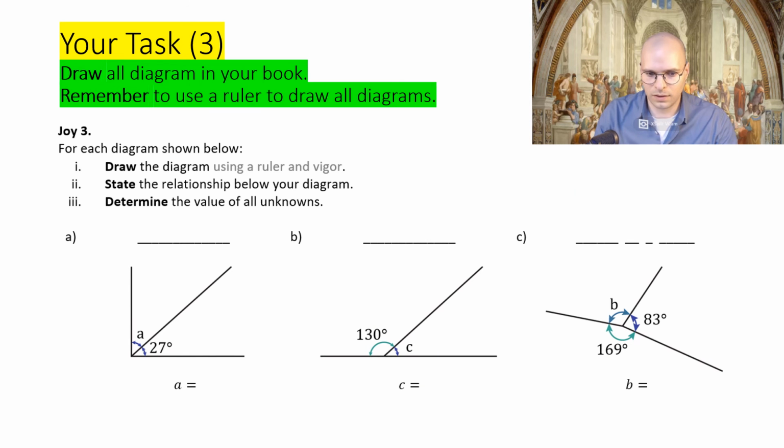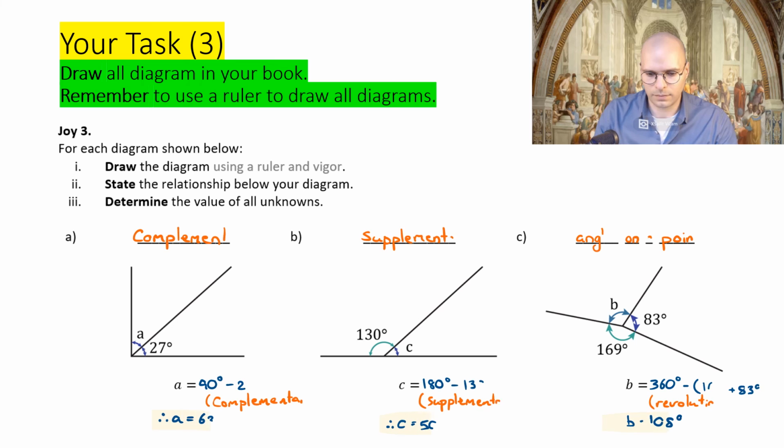Your turn. For each of the diagrams shown below, draw the diagram in your book using a ruler. State the relationship below your diagram. Finally, determine the value of the unknown, in this case A, C, and B. Pause the video now. Check your answers, make amendments as per necessary.